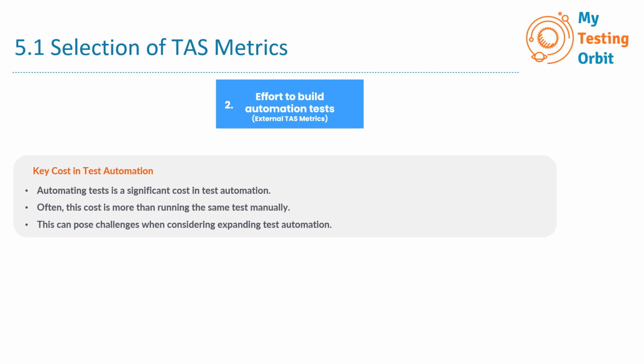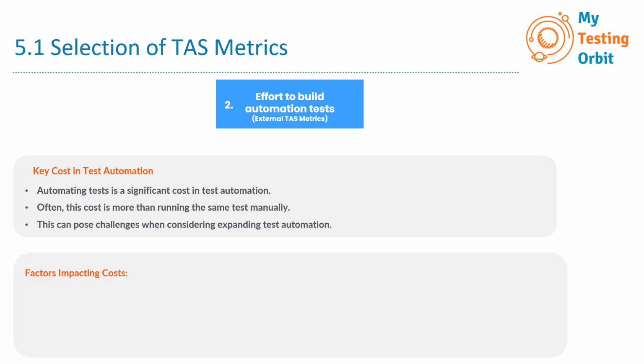Okay, so think of the effort to build automated tests as a significant cost in the world of test automation. Sometimes it can even exceed the cost of performing the very same test manually. Now, this might sound a bit surprising because automation is supposed to save time and money, right? But the truth is, getting automation up and running can be a bit like investing upfront. While it can be costly initially, it pays off in the long run by making testing faster and more efficient. However, this initial cost can sometimes discourage organizations from fully embracing test automation and expanding its use.